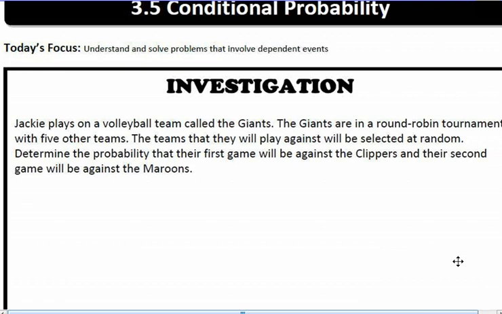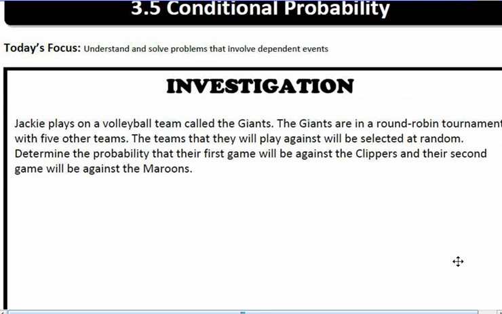Okay, so today's lesson, conditional probability. We're going to talk about independent and dependent events. A dependent event is when our first probability affects our second probability. Let me give you an example.